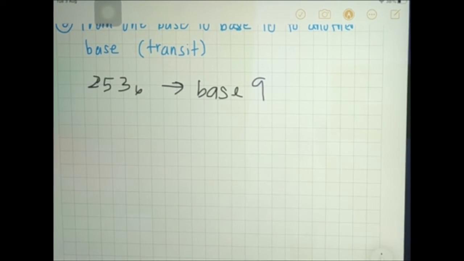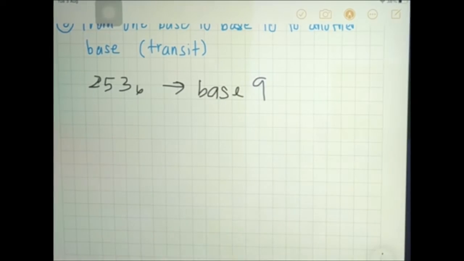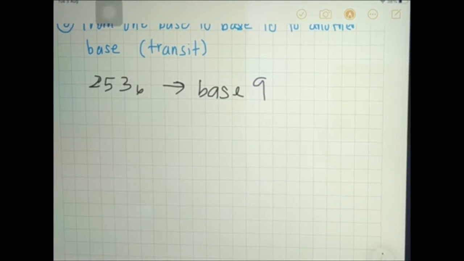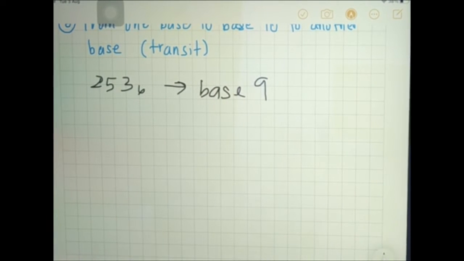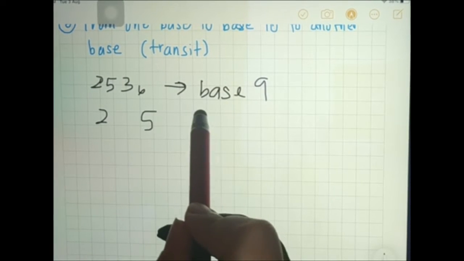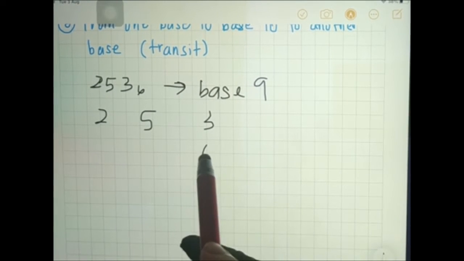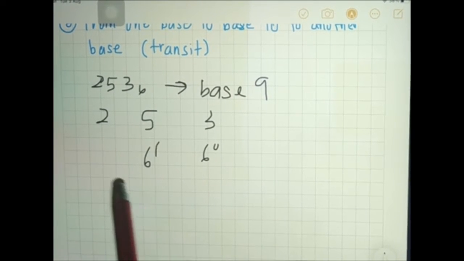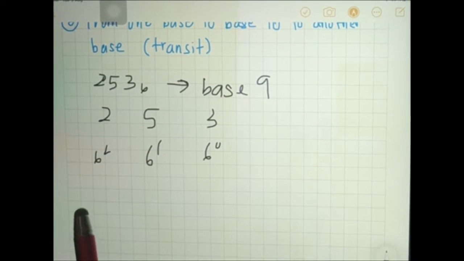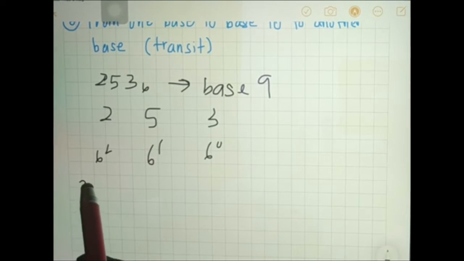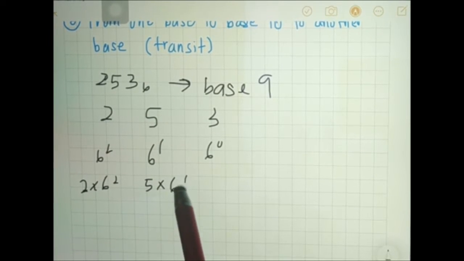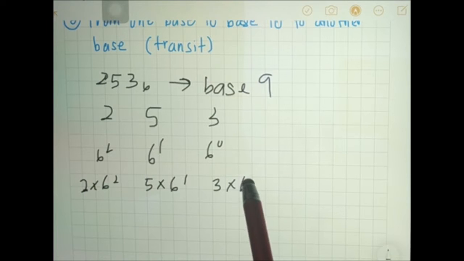253 base 6, convert it to base 10 first. The way to do that is by getting the numerical value of 253 base 6. So write down 253. The place value: 6 to the power of 0, 6 to the power of 1, and 6 to the power of 2. And the digit value for each: 2 times 6 to the power of 2, 5 times 6 to the power of 1, and 3 times 6 to the power of 0.